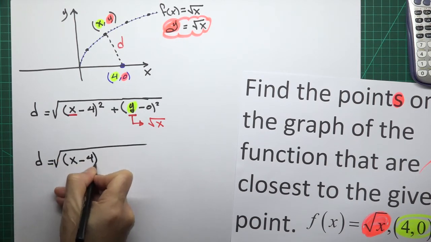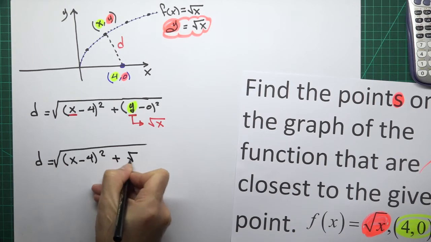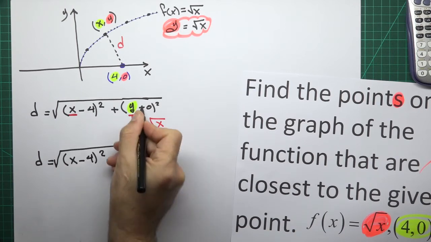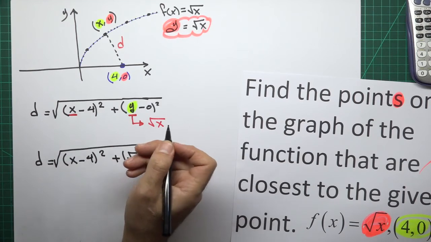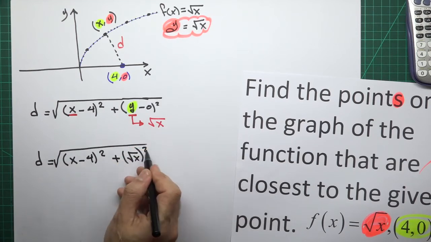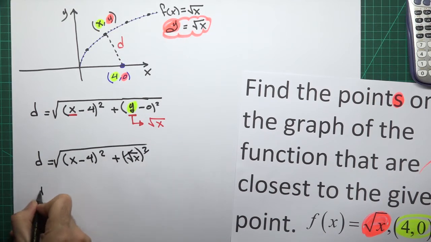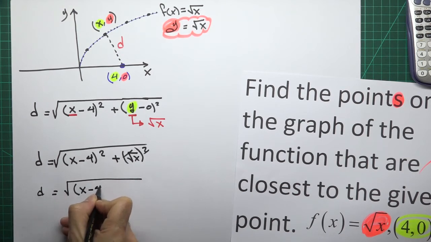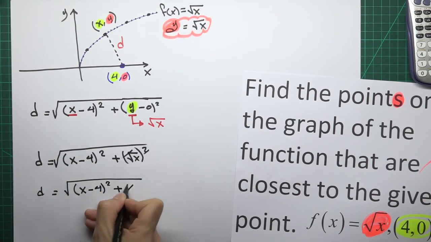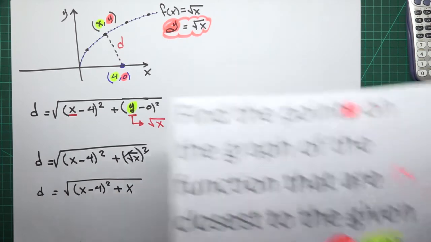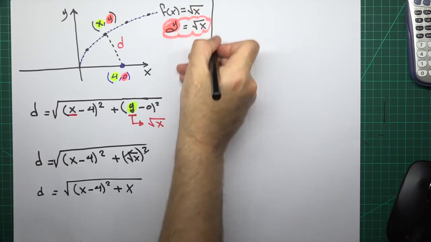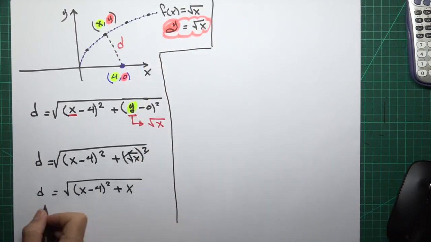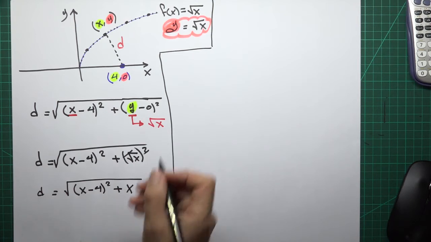x minus 4 squared plus square root of x squared. Of course I have minus 0, ignore this portion, it does not affect. The square root of x squared cancel each other, so I have d equals the square root of x minus 4 to the power of 2 plus x. Then, students, from this step my question becomes how to minimize d, and this takes us back to a lesson called minimum and maximum, or maximum and minimum values of a function.